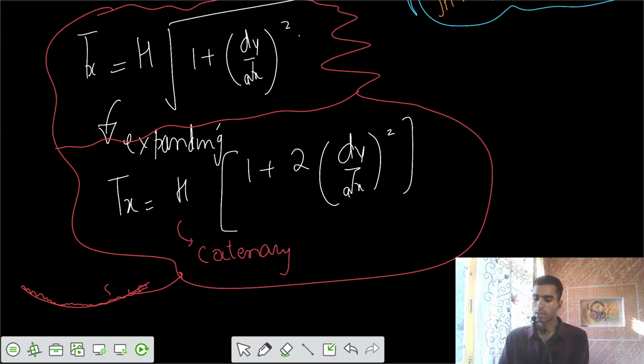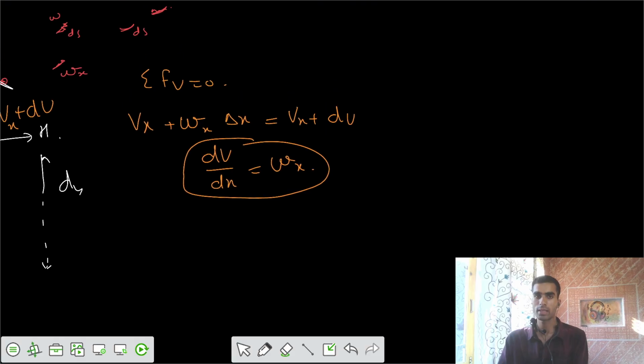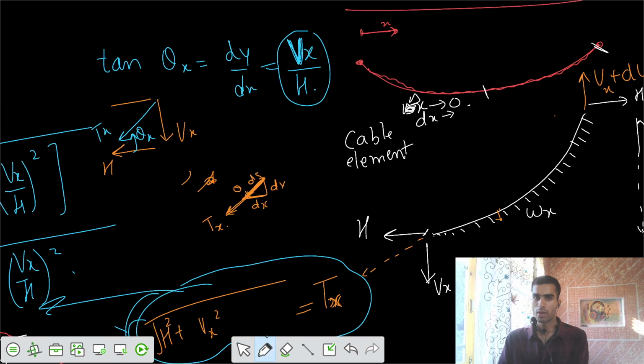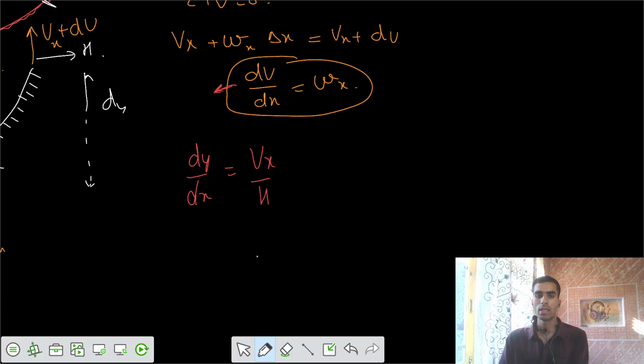Now, once we got that dV by dx equals wx, one more thing is that dy by dx equals Vx by H, and from this we have the differential of V. If I once more differentiate it, I would say d2y by dx2 equals dVx by dx times 1 by H. So this value is equal to wx.